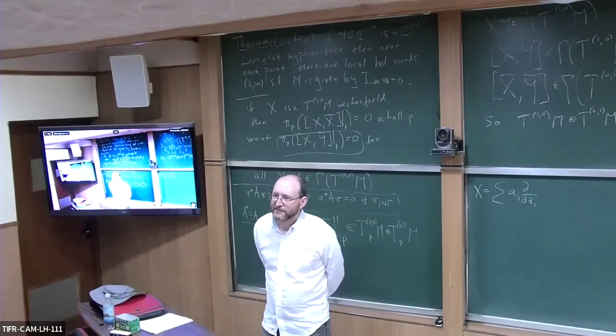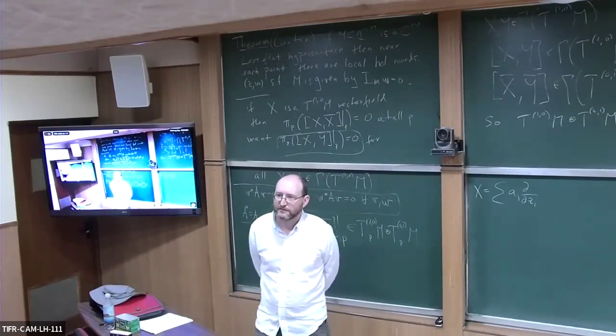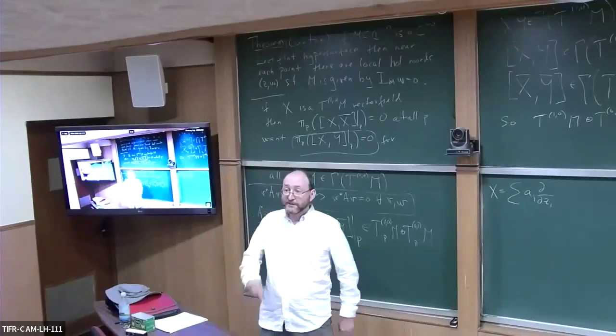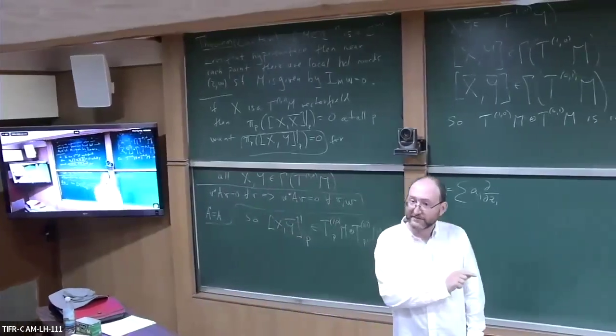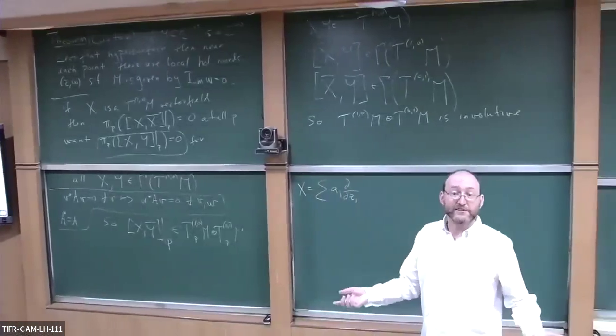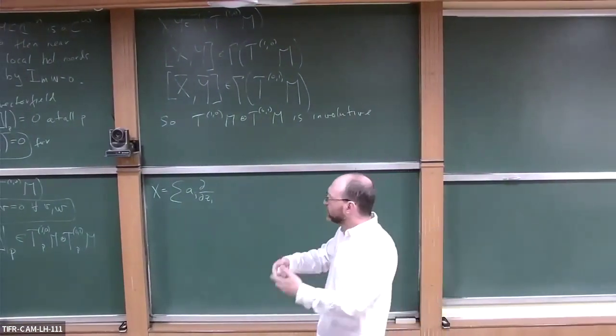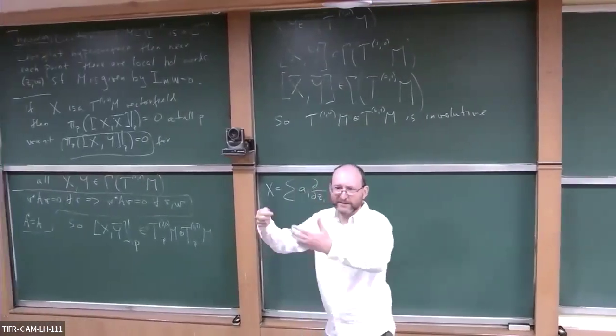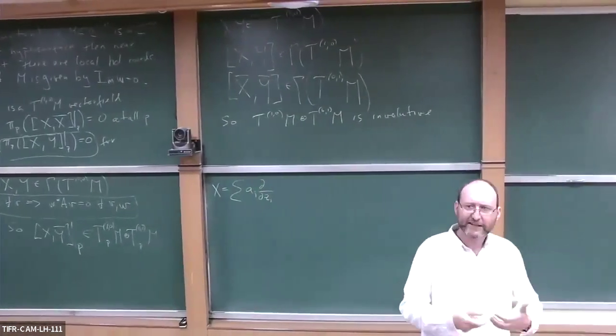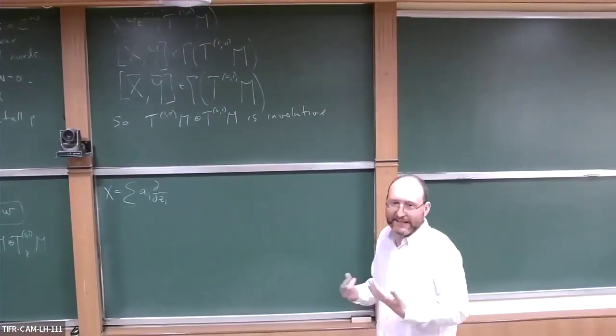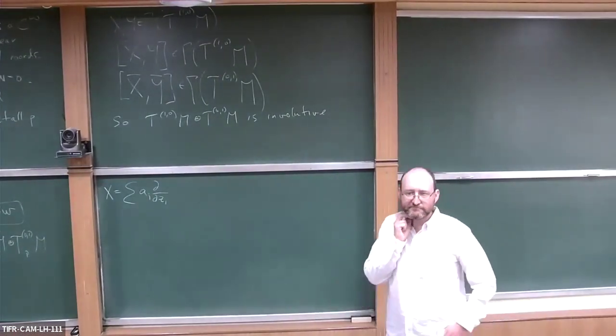Possible that the bracket could be in T10 CM and not... No, because these all are tangent, right? So they are tangent vectors. Oh yeah. So now I see your question. Yeah, they are tangent vectors, right? I mean, they're in the complexified tangent bundle, but yeah, if you take a commutator of tangent vectors, you get a tangent vector. Yeah.